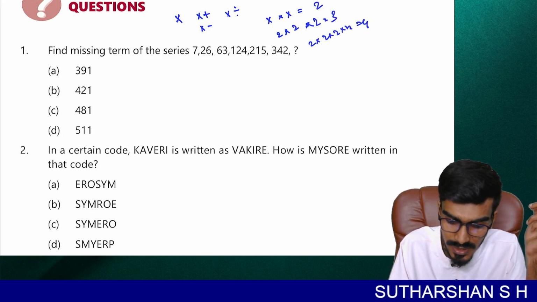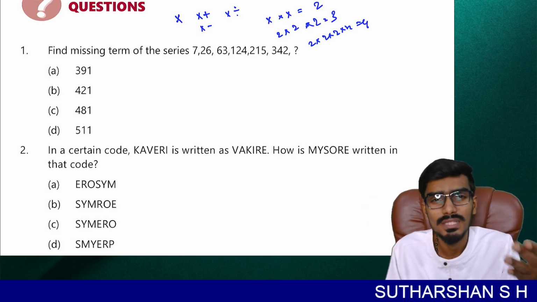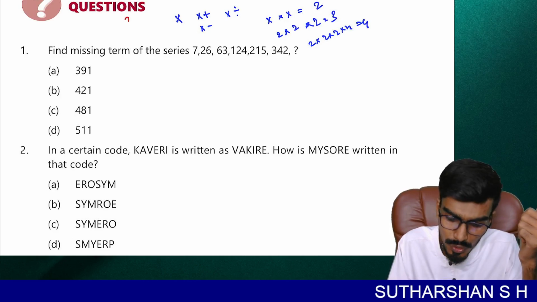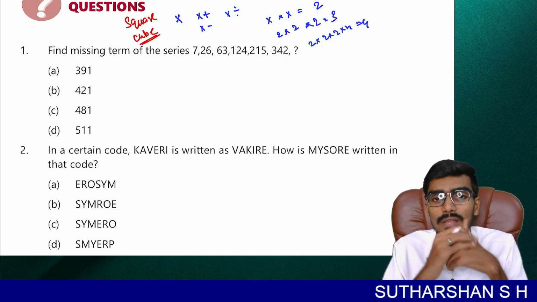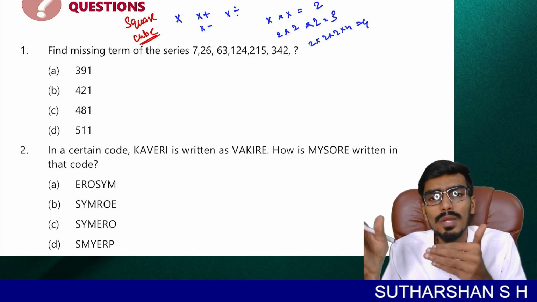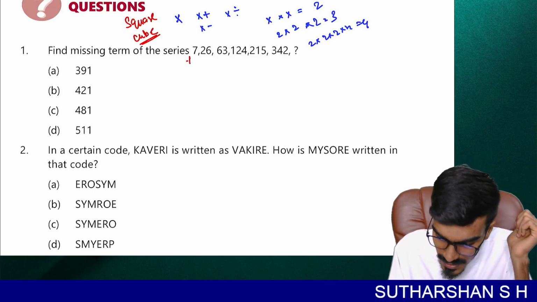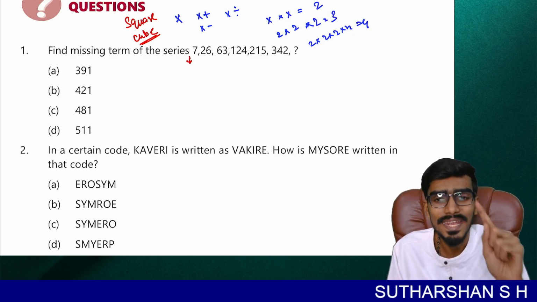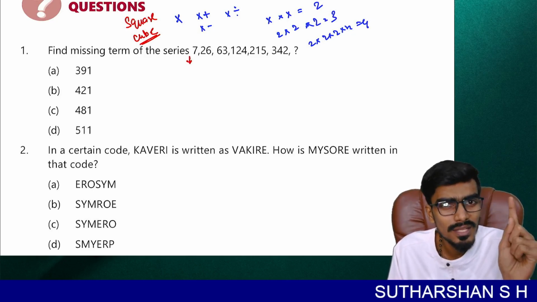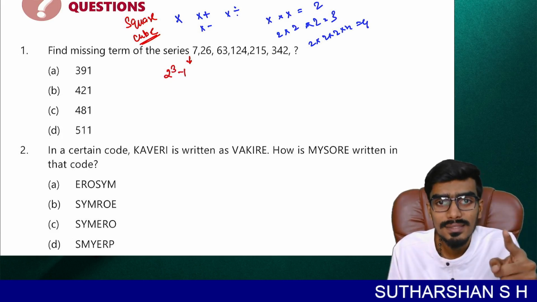Whenever you come across missing terms in a series, you should also know square values and cube values. Then only you can easily approach this. The series 7, 26, 63, 124, 215 and 342 has been given. See, 2 square is 4 and 2 cube is 8. Somehow 7 has to come, so put 2 cube minus 1, and you get the answer 7.